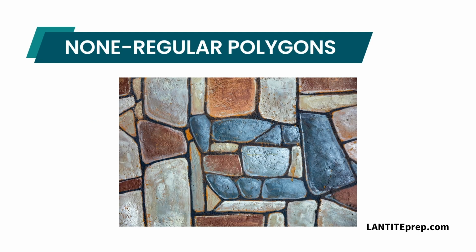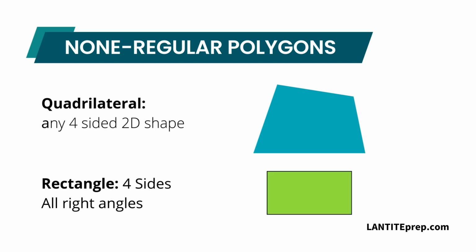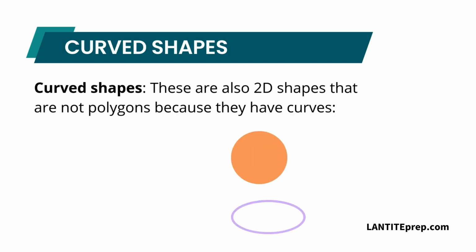Now let's move on to other common polygons. For example, polygons that are not regular. Examples include a quadrilateral, which is any four-sided 2D shape, as well as a rectangle, which has four sides and all right angles. Regarding non-regular polygons, there are many more, but those are two common examples. Next up, we also have curve shapes, which are also 2D shapes that are not polygons because they have curves. Examples include circles and ellipses.